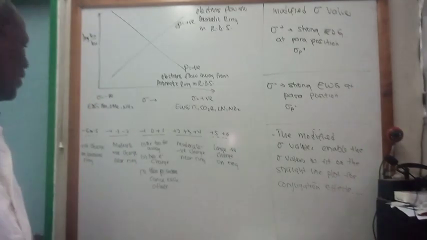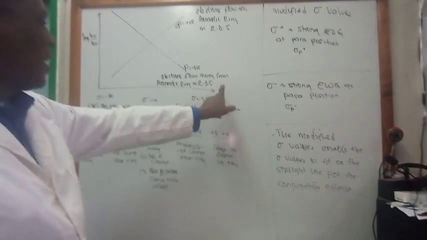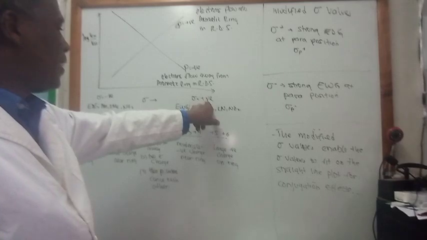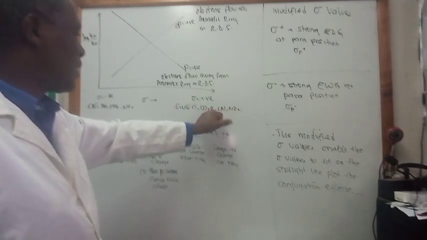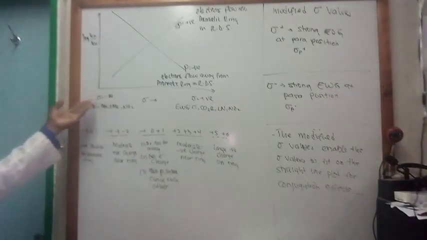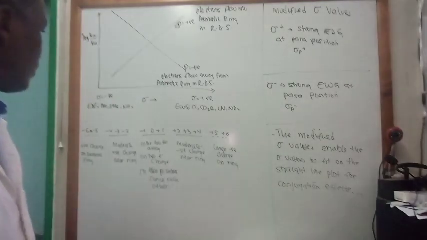Are you okay with that? So the groups with the positive sigma values are like the chloride, ester group, cyanide, and the nitro group. And the ones with the negative value are like methoxy, methyl, and amino group, something like that.